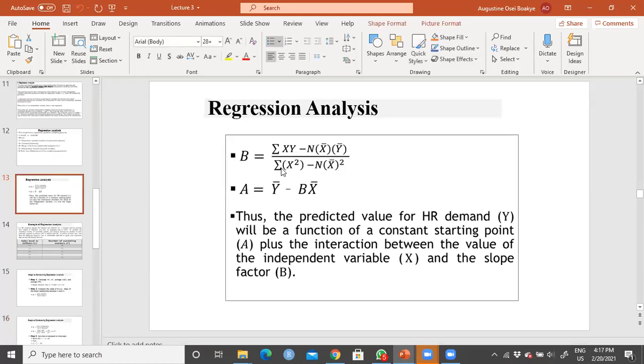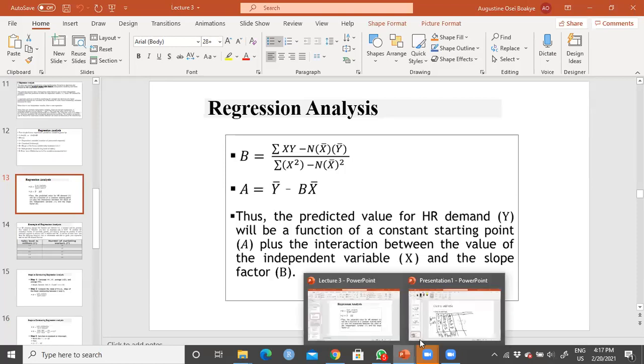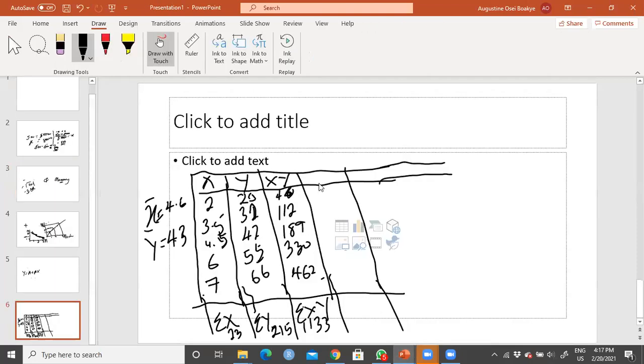So gradually we are solving the b part. Now this part of the equation is also demanding the summation x squared, which means that we have to square all the values of x and sum it. So let's do it quickly. x squared. So we are squaring these numbers. 2 squared will be what? We have 4.